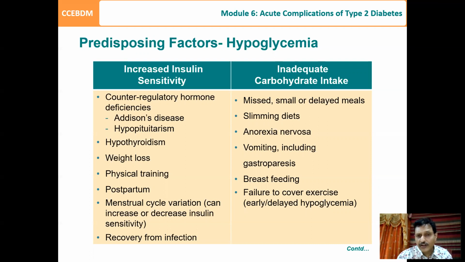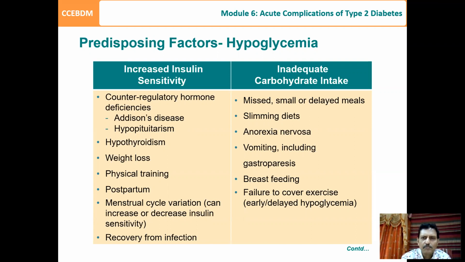When someone is recovering from infection, say the patient who had pneumonia used to receive 60 units of insulin. Now when he starts recovering from infection, the requirement will go down, and if you are not down-titrating the insulin dose, there's a possibility of hypoglycemia.